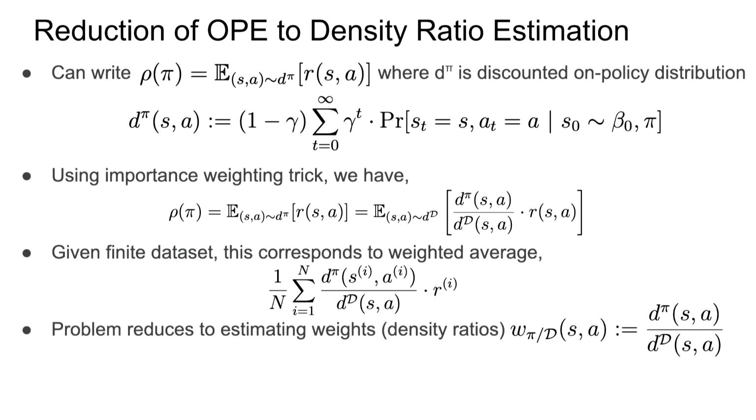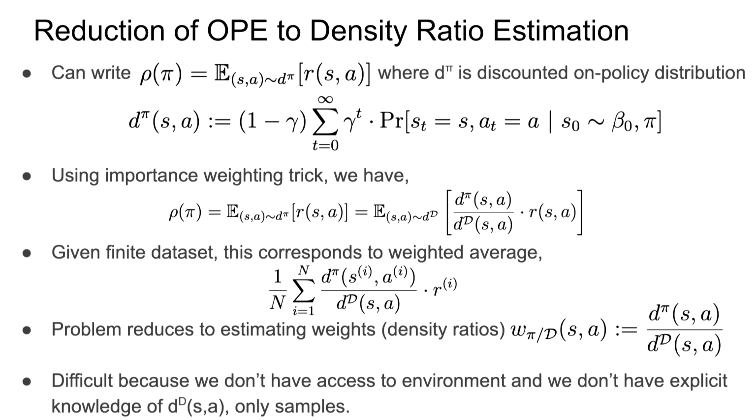So now the problem is, how do we actually estimate these weights? How do we estimate this density ratio? This problem is pretty hard because, one, the numerator, the on-policy distribution, we don't have access to the environment, so we can't actually do Monte Carlo rollouts. Even if we could, knowing the density of this distribution is not easy to compute. If you have Monte Carlo rollouts, you only have access to samples, but you don't actually know the density.